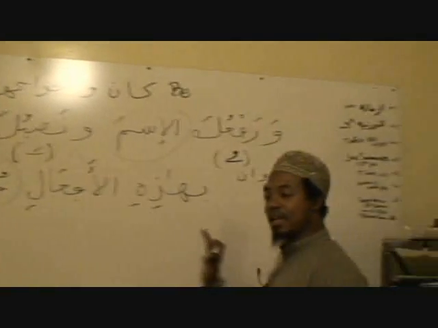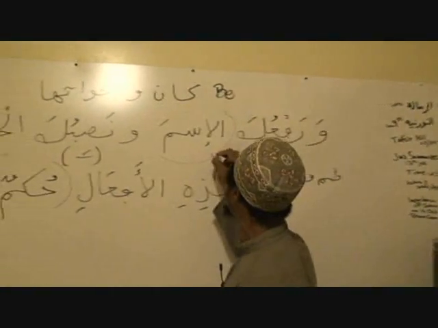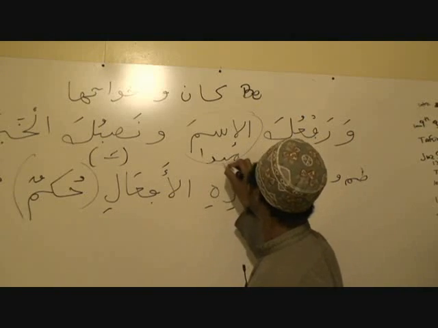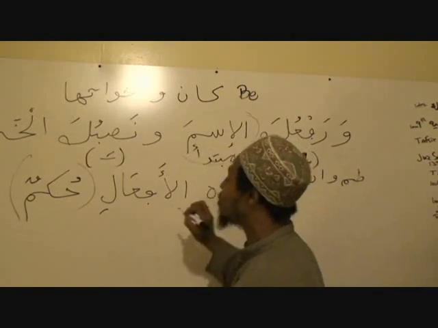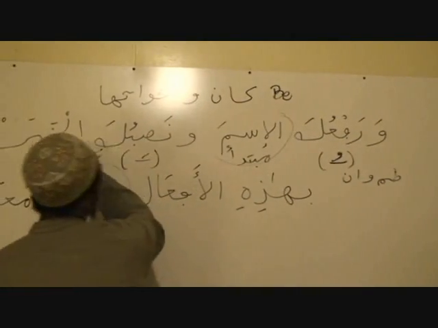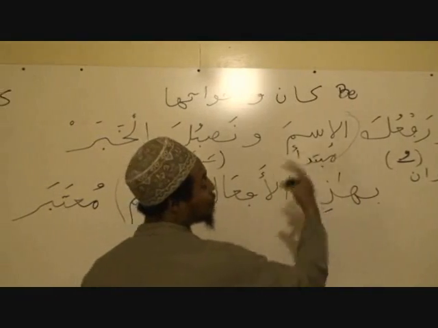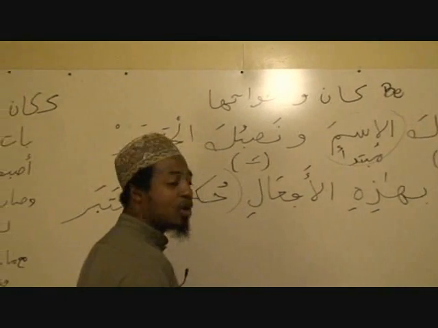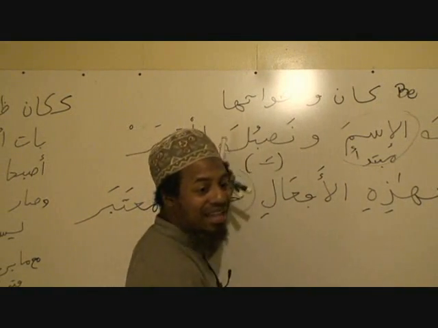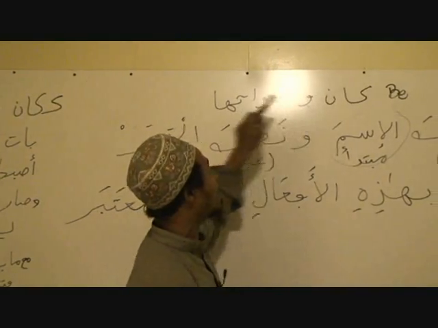So, I want everybody to understand this, because normally this would be the mubtada. The mubtada would now become the ismun, and khabarul mubtada becomes khabarul kana. Because this is after we finish with the mubtada wal khabar that we dealt with in the last lesson. Now we're dealing with kana wa akhawatuha.